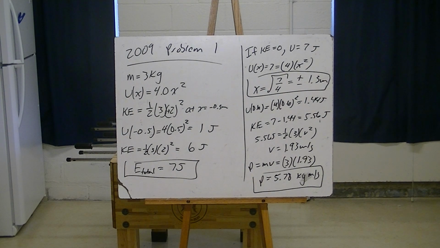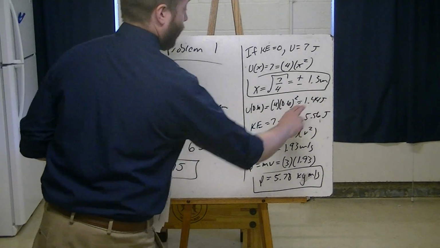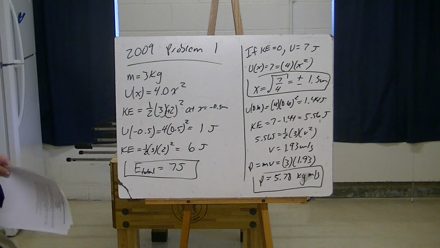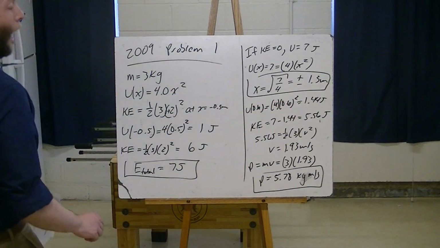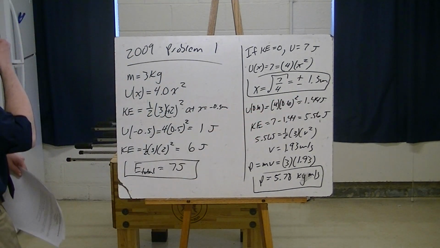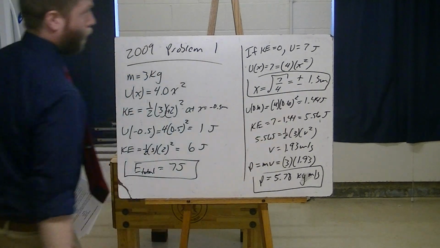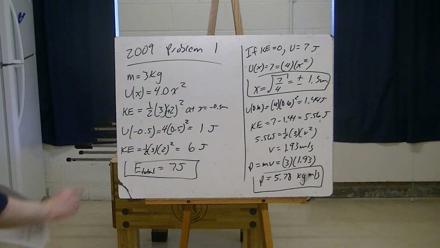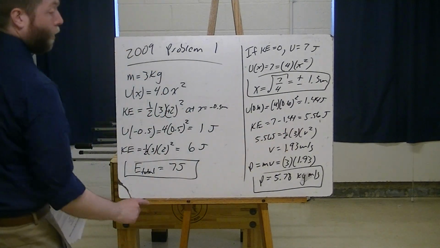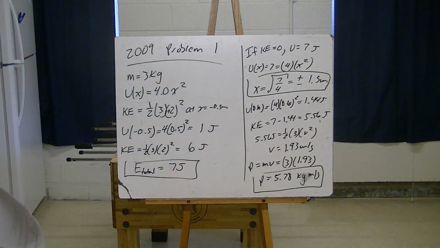Calculate the magnitude of the momentum of the object at 0.6 meters. I kind of did it a long way. I figured out what's the potential energy at 0.6 meters. I got 1.44 joules. I then subtracted that from the total energy to find the kinetic energy of 5.56 joules. Then I set that kinetic energy equal to 1/2 mv squared to figure out the velocity, 1.93 meters per second. And then I used momentum is equal to mass times velocity to figure out the momentum at the 0.6 meters. So right now I have that the momentum is 5.78 kilogram meters per second.